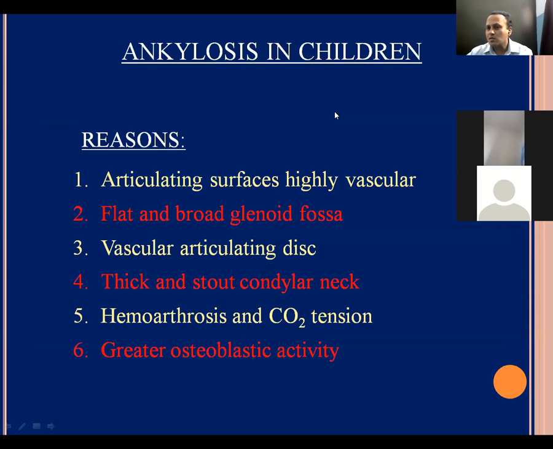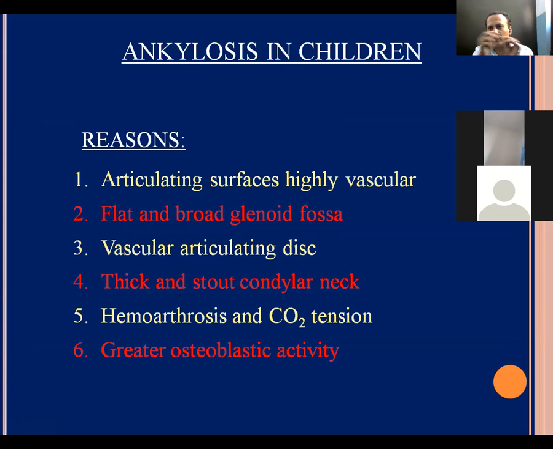Now, why ankylosis is more common in children is because children have highly vascular articulating surfaces, and a flat and broad glenoid fossa. The articulating disc is vascular in children, whereas it is non-vascular in adults. The condyle is thick and stout. That means when there is trauma, the condyle will burst, it will not fracture. Whereas in adults, the condyle will fracture.